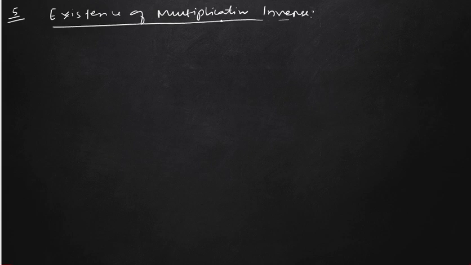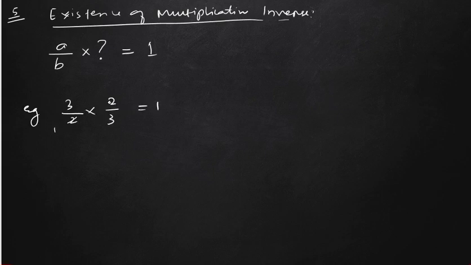You need to think: suppose we have a rational number a by b, what should be multiplied to this rational number so that the answer is 1? If we think of one example, suppose 3 by 2, what should we multiply to 3 by 2 so that the answer is 1? Obviously its reciprocal, 2 by 3. How? 2 times 3 is 6 and 3 times 2 is 6, so we will get 1. So the reciprocal, the multiplicative inverse, will obviously be b by a.